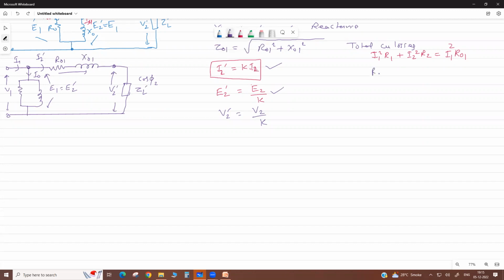Now, if we calculate R01, then your I1 square divided by this, it is R1 only plus I2 by I1 whole square R2, or it is R1 plus, I2 by I1 is 1 by K, so K square R2. Or my dear, it is R1 plus R2 by K square, means it is R2 dash.